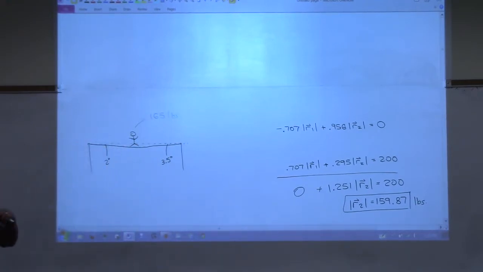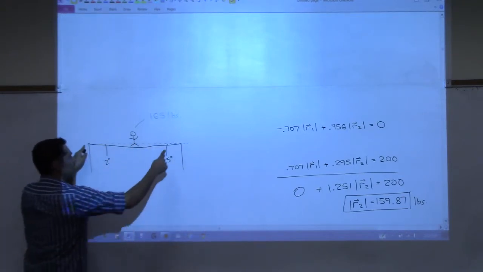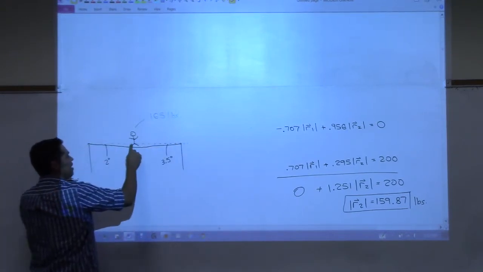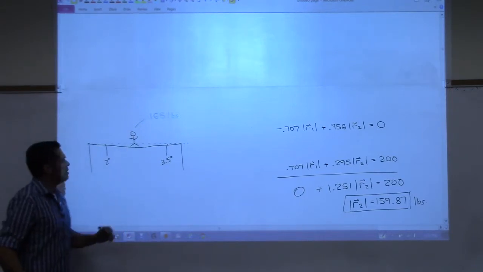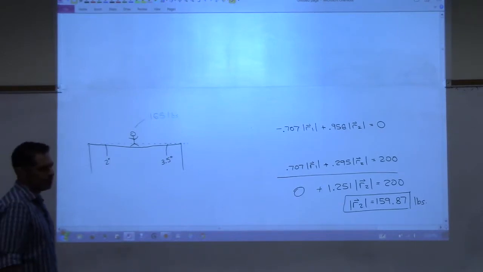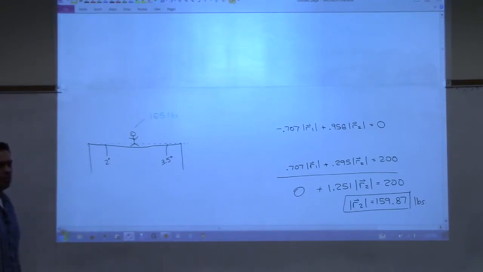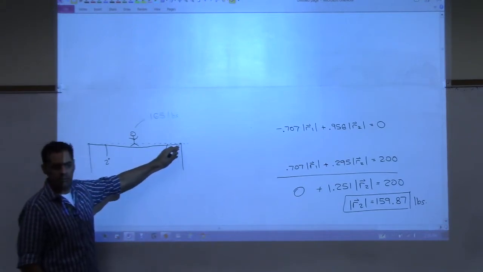Understand? Yes, sir. Okay. Would you mark green the weight of the person? The dotted line is straight across from pole to pole, but because he has weight, he's going to deflect the rope down. So the question is asking about the tension here and the tension here. All right?